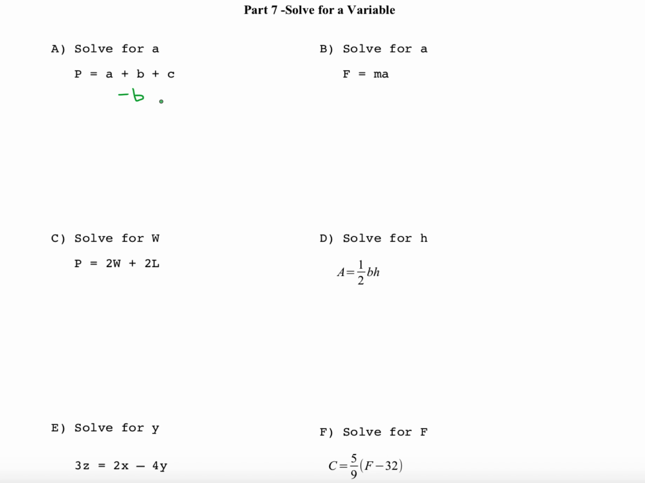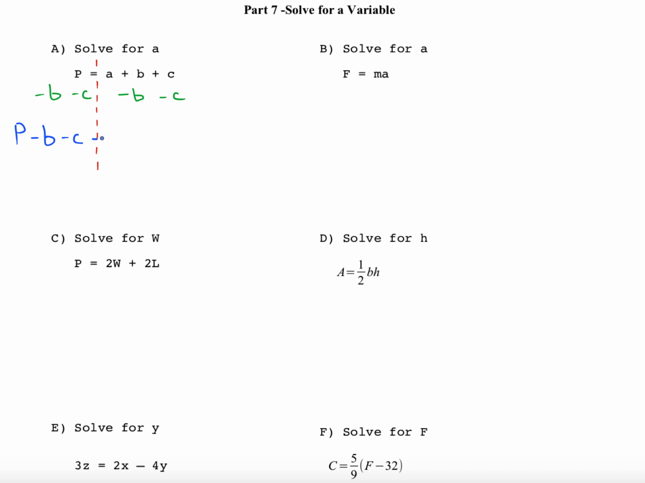So let's subtract both b and c from both sides. Now, some people like to make a vertical line where their equals sign is to make sure that they are keeping their changes equal. You have to do it to both sides. So I'm going to rewrite the left side as p minus b minus c. They're not like terms, so they have to stay separate. P is positive, and then b and c will be negative.